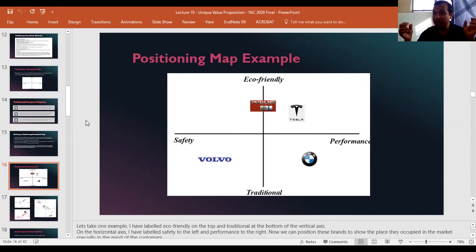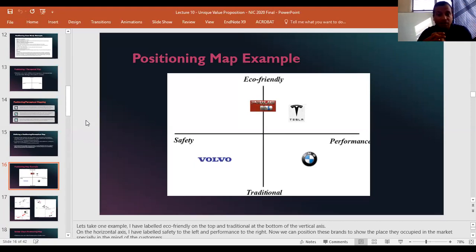For some marketeers safety is important, for someone performance, for someone eco-friendliness or sustainability, and so on. So these are the different attributes you need to clearly identify as a marketeer. Then on the x-axis, the horizontal line, on the left side I labeled safety, and on the right side performance. Whereas on the vertical axis, I put eco-friendly on the top, and the traditional way of manufacturing cars at the bottom as traditional.